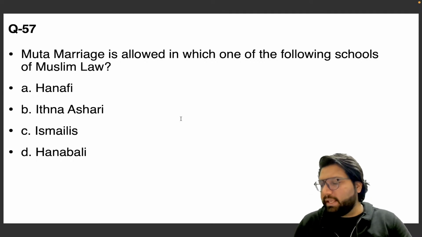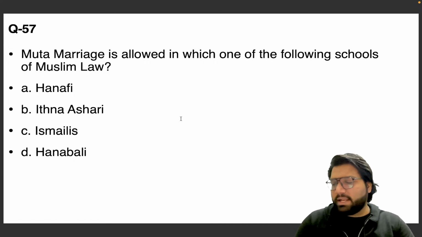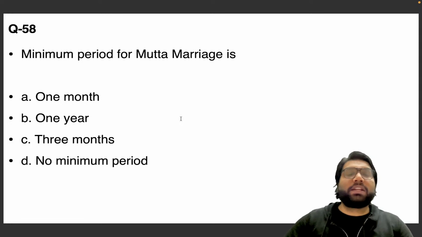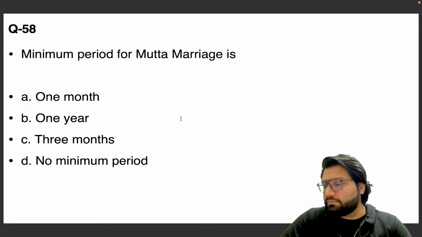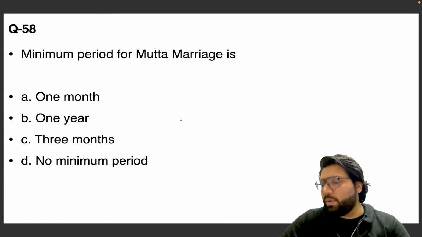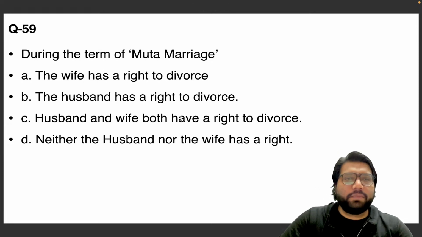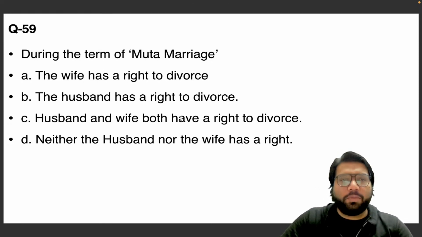Natasha, first one to answer correctly. Ayush, Hina and Kanika, yes, B is the correct answer. What is the minimum period for muta marriage? Natasha, Ayush, Kanika and Hina, completely correct answer. That is D. There is no minimum period. Vandana, correct answer D. During the term of muta marriage, choose the most appropriate option.